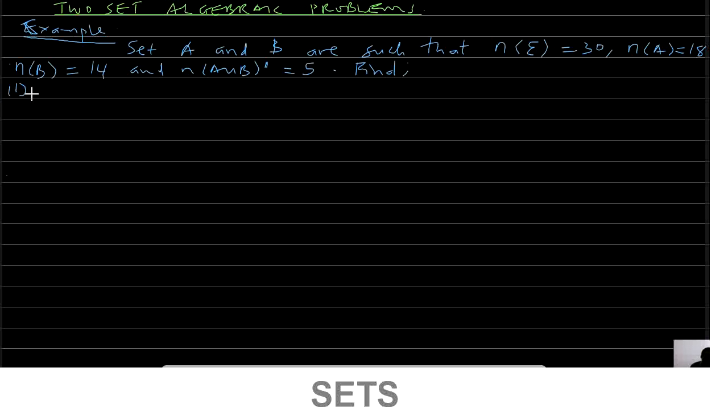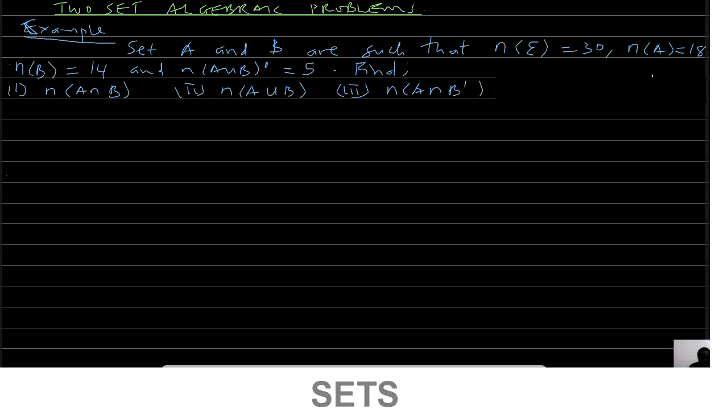Find: one, the number of elements in A intersection B. Two, the number of elements in A union B. Three, the number of elements in A intersection B complement. So before we start answering, we need to represent our information on the Venn diagram.